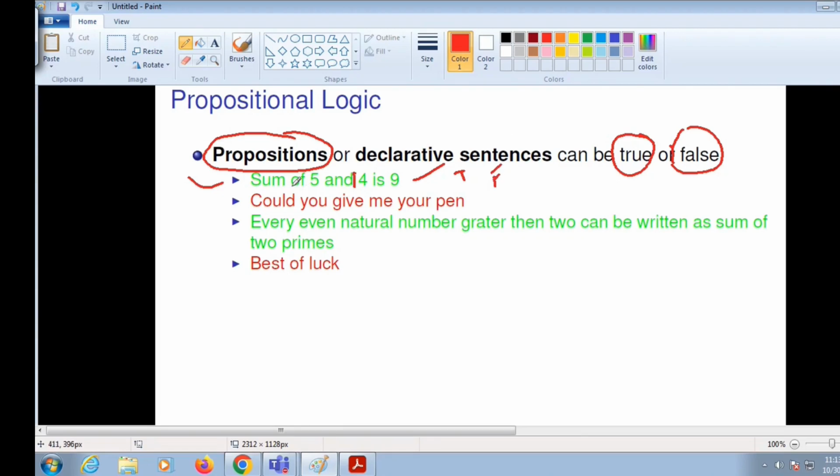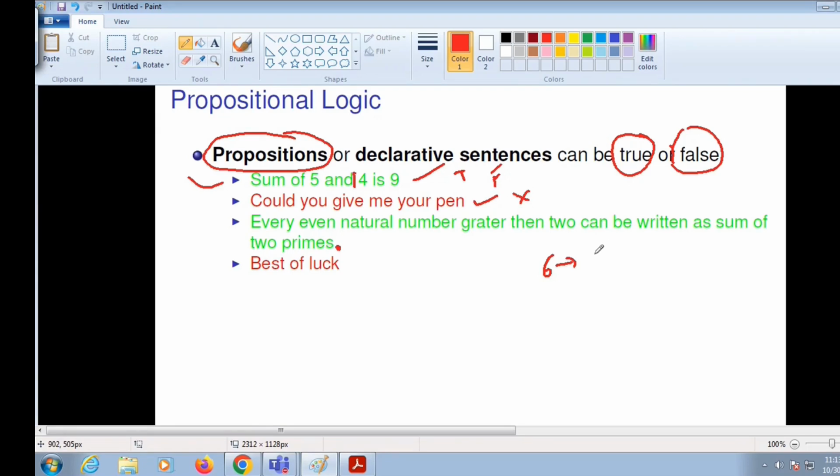Next statement: could you give me a pen? This is not a declarative sentence. I cannot assign true or false to that because I'm asking somebody. Next: every even natural number greater than 2 can be written as a sum of two primes. Again, it is a difficult thing to know, so this example is very specific. For example, 6 can be written as the sum of two prime numbers. What are those prime numbers? Can you give me?